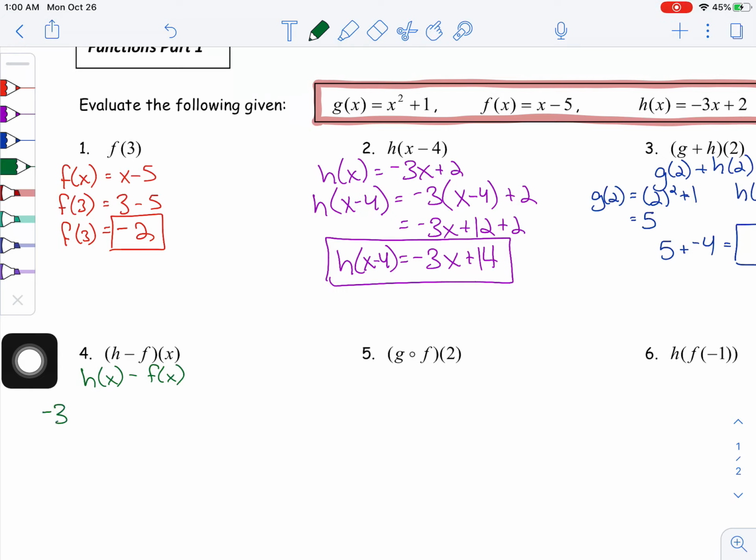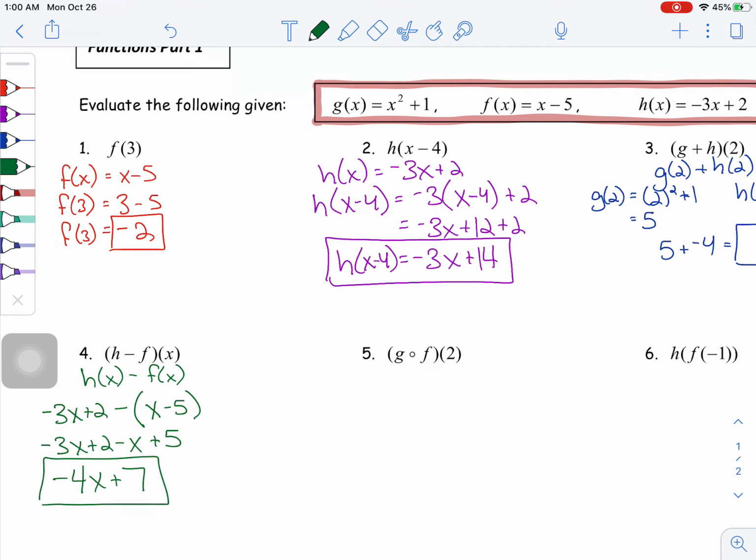So h of x is negative 3x plus 2 minus, now be careful because I want to subtract all of the f of x function. So x minus 5. So I'm going to distribute that negative sign. So let's see, negative x plus 5, and now I'm going to look to combine some like terms. So negative 4x plus 7. We don't know what x is equal to. We're not asked to replace x with anything. So that's problem number 4. We're all done.